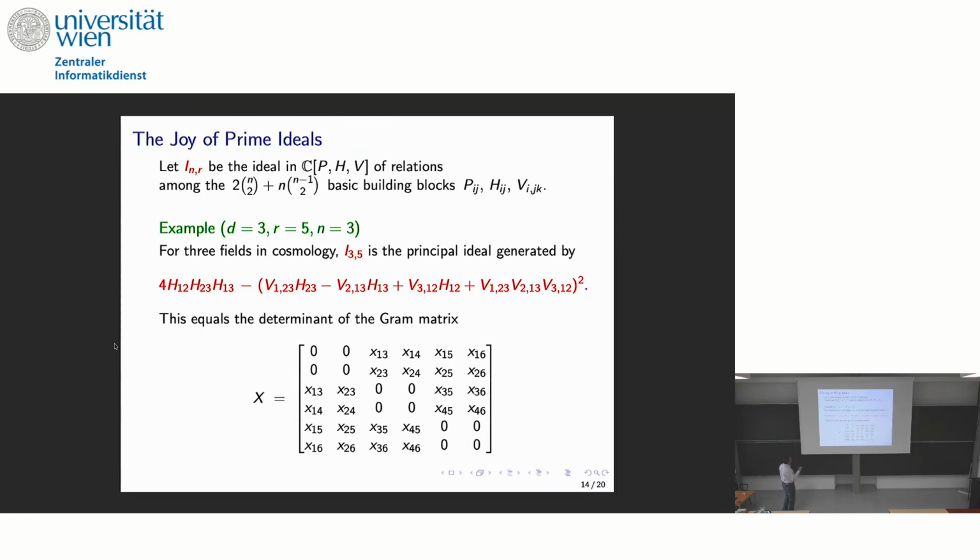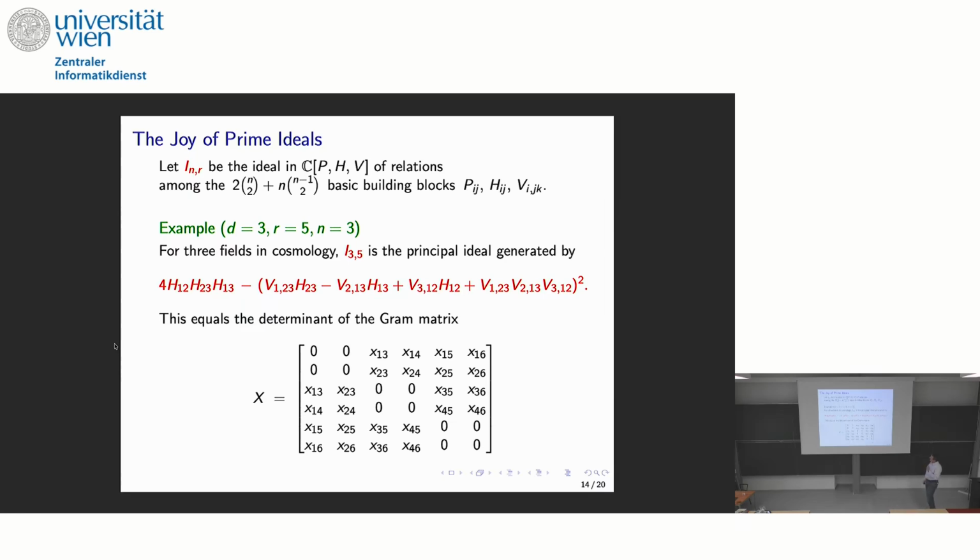So in general, let me define I_{n,R} to be the ideal in a new polynomial ring of relations among these well-known conformally invariant building blocks. So now, a new variety has walked into the door, and we're going to study this variety. Right? So this variety is in a polynomial ring, and the total number of these pi's, p's, h's, and v's is 2 times n choose 2 for these two. And then here there's some symmetry on swapping j and k. We have n times (n minus 1) choose 2.